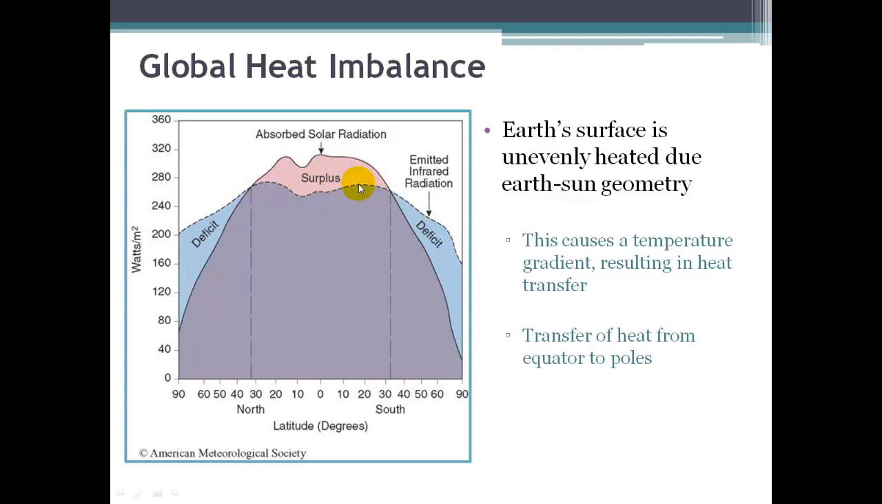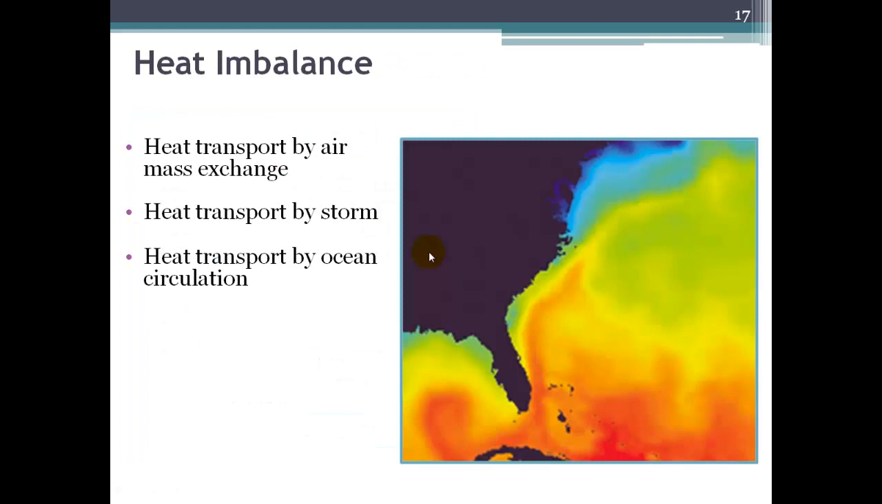Remember, nature doesn't like these orderly ways of doing things in terms of temperature or anything really. Nature likes to distribute. So in this case, there's a transfer of heat from the equator to the poles that happens on a regular basis on the Earth. And that heat is transferred either by air masses, by storms, or by ocean circulation.